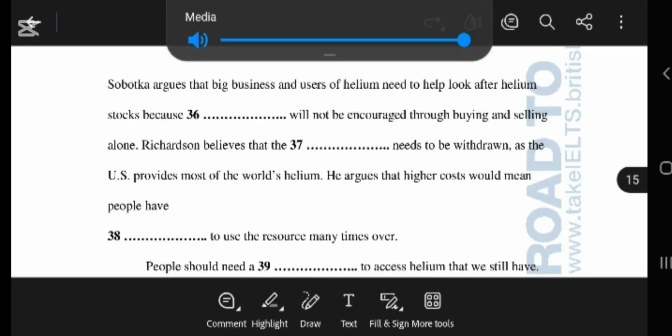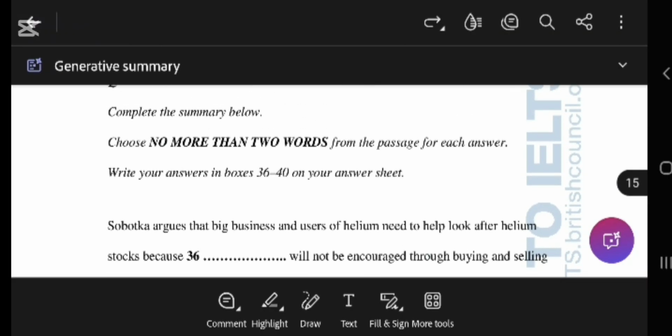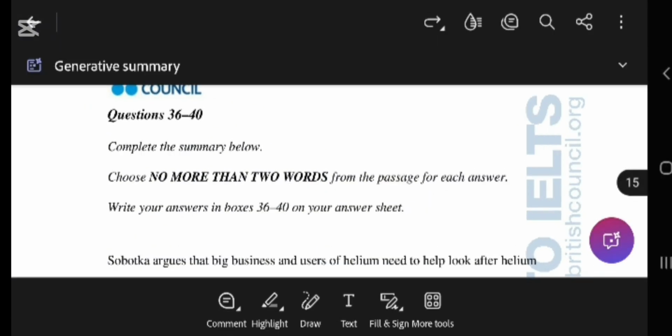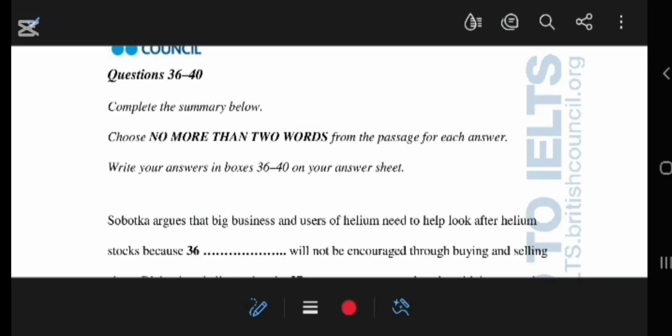So for this question type we have now, you see, this is also a summary completion question type. How do I know that? Because it comes this way: complete the summary below. So you see, that is the word that lets you know you're dealing with this question type, right? You're using no more than 2 words.